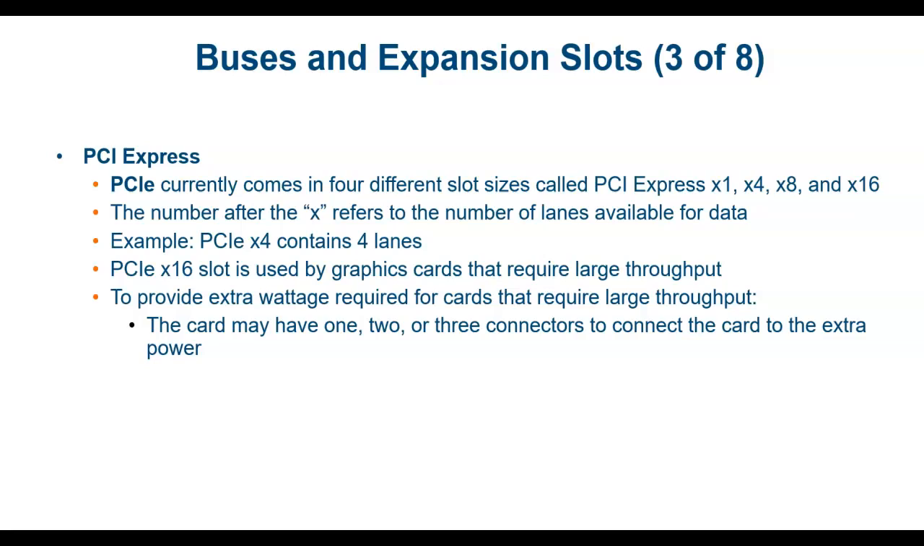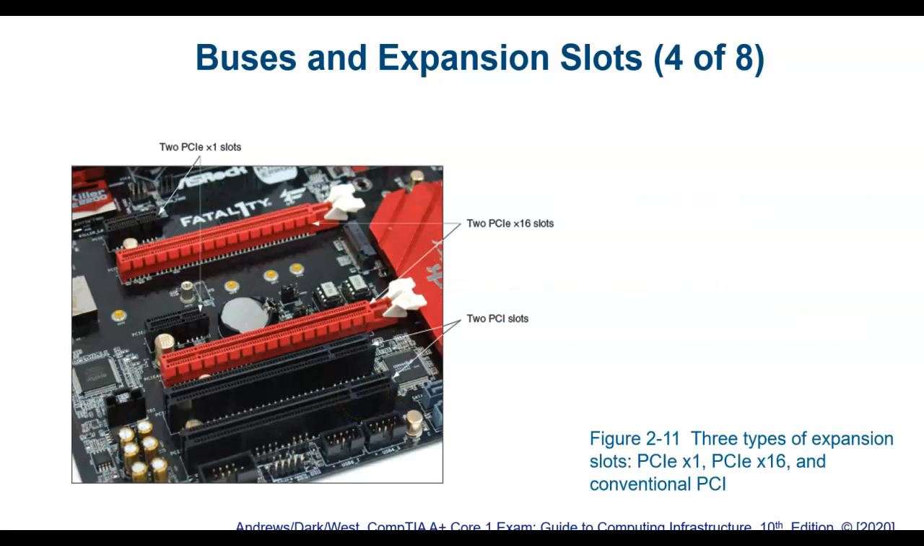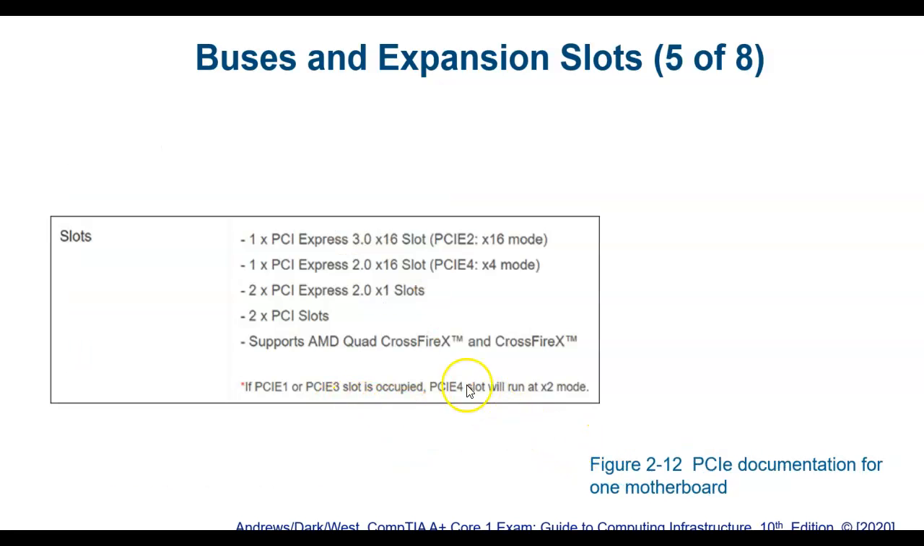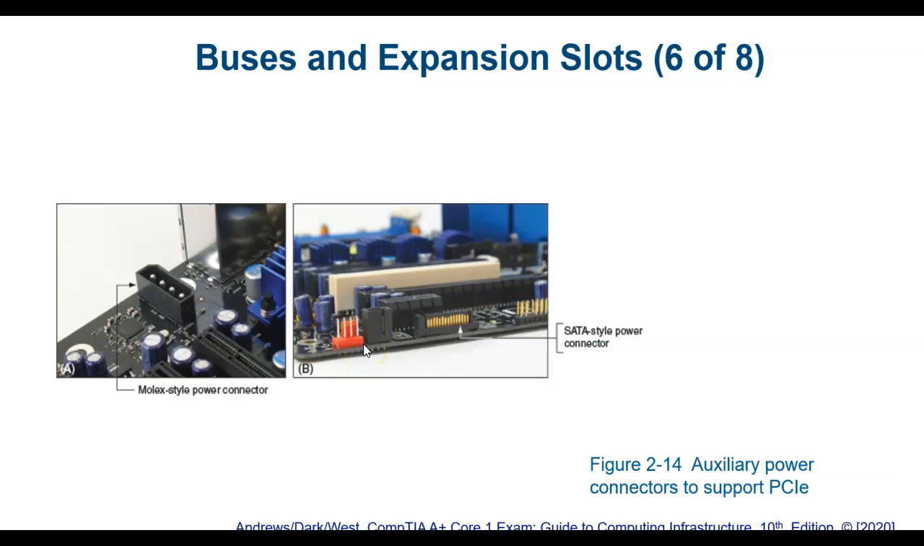To provide the extra wattage required for the cards, the card may have 1, 2, or 3 connectors to connect the card to the extra power. Here are the 3 types of expansion slots: PCI X1, X16, and your conventional PCI. PCI documentation for one motherboard. Auxiliary power connector to support the PCIe. This is Molex, and this is the SATA style.